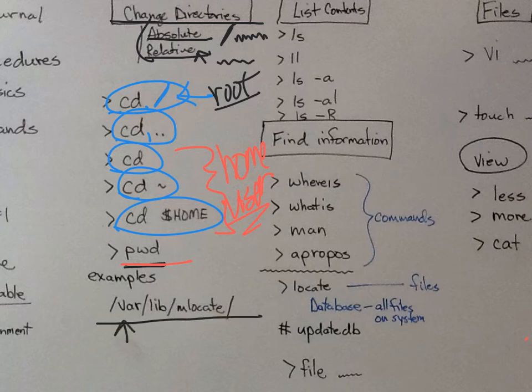And then here's an example of a path. Variable directory, that slash starts us at the top of the hierarchy, then go to the library, and then there's a directory called mlocate. And that actually works with this locate command. So let's go down the list.